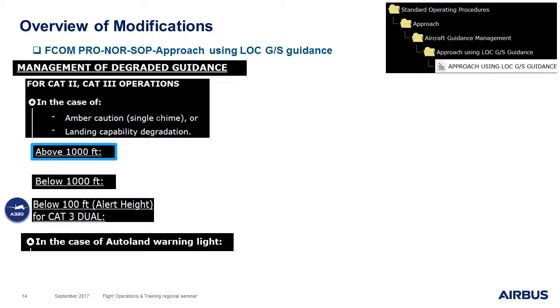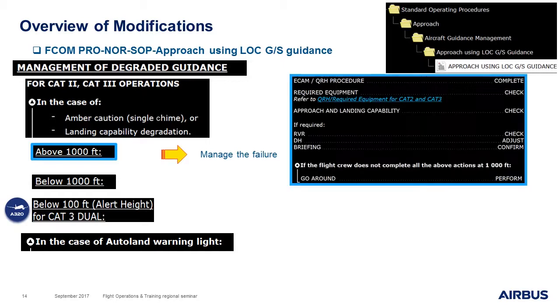Above 1000 feet, if you have a failure, you have to manage the failure. What does it mean? It means that you have to complete the CAT2 QRH procedure to check the required equipment, to check the approach and landing capability, and if required, check the RVR, adjust the DH, confirm the briefing. And if all these actions are not performed above 1000 feet, you have to go around.